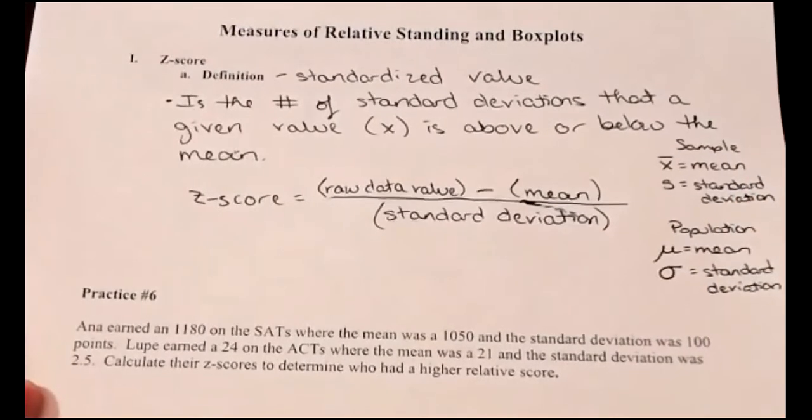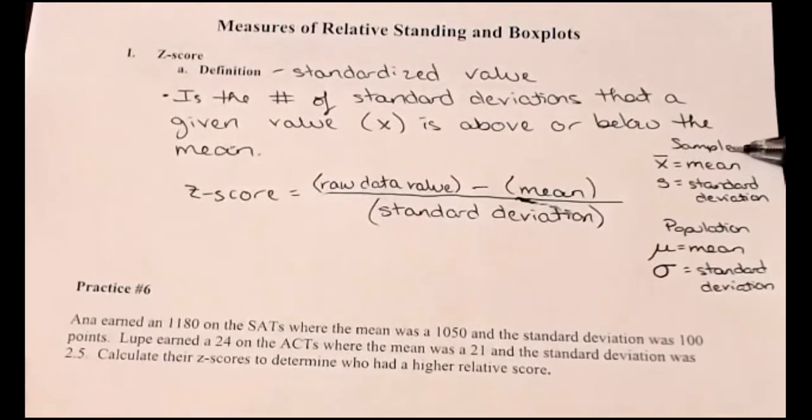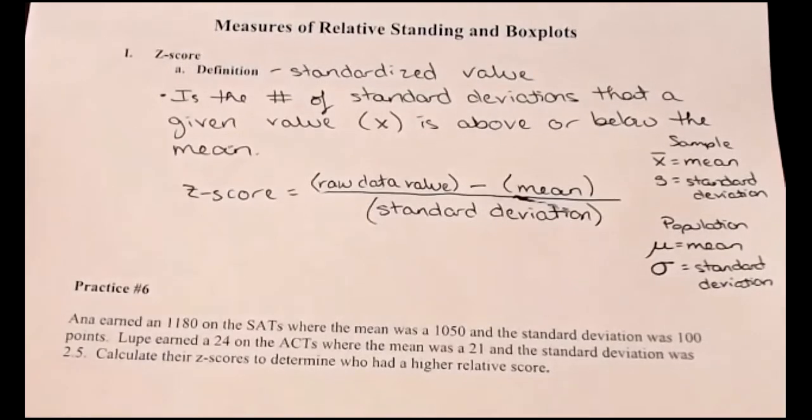Notice here that I've written down that for a sample, the mean is X bar and the standard deviation is S. And for a population, the mean is mu and the standard deviation is sigma. So it's that flattened 6. Okay, thank you. You're very welcome.